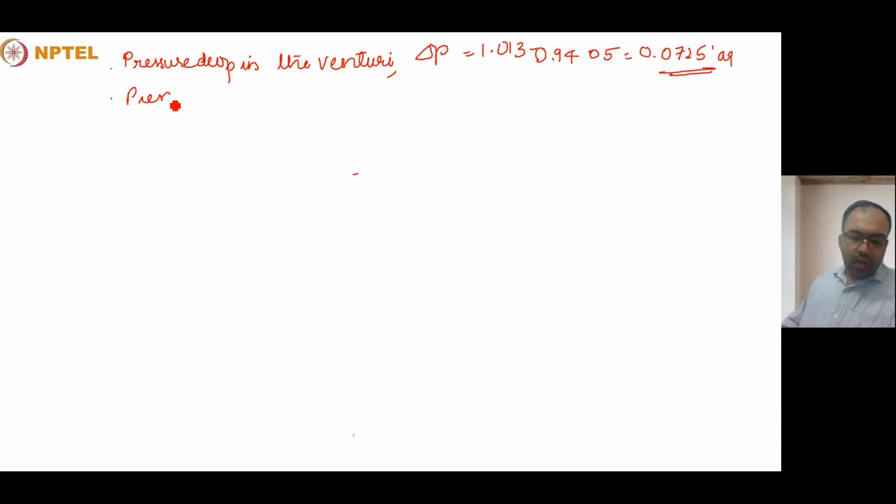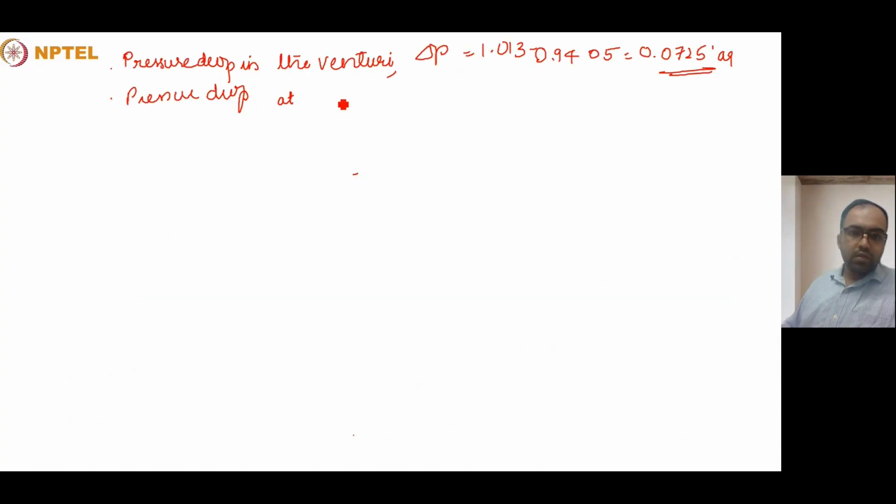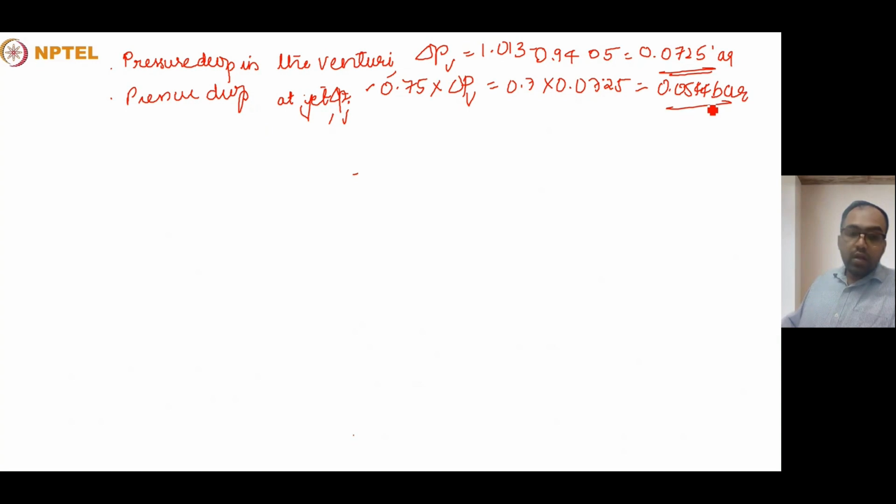So the pressure drop across the fuel metering orifice, the jet, is equal to 0.75 times delta P Venturi. So 0.75 times 0.0725. It will be coming around 0.0544 bar, which will be the pressure drop across the fuel jet.